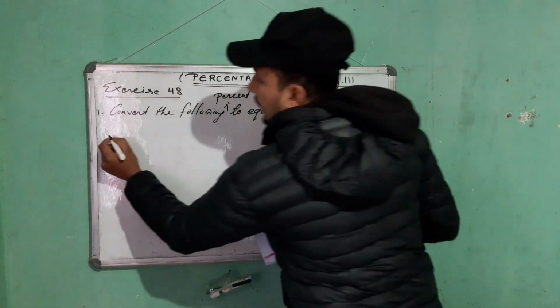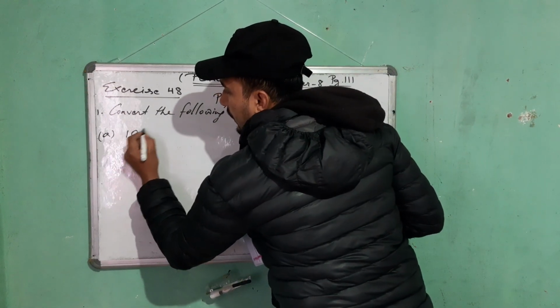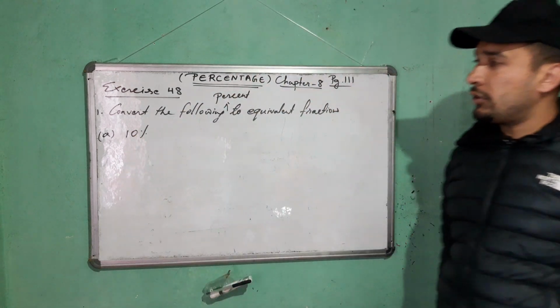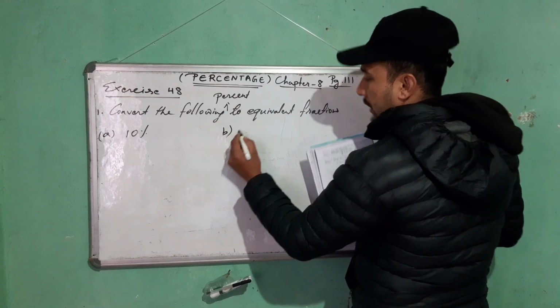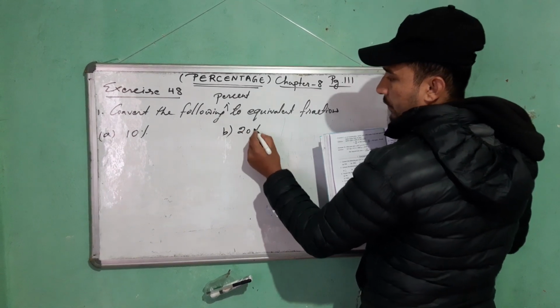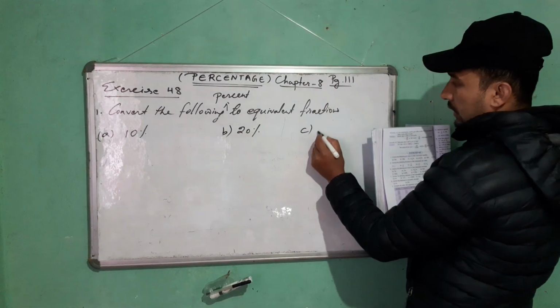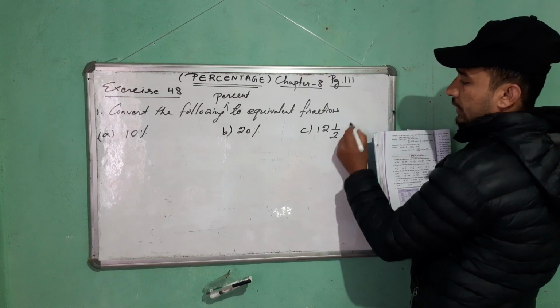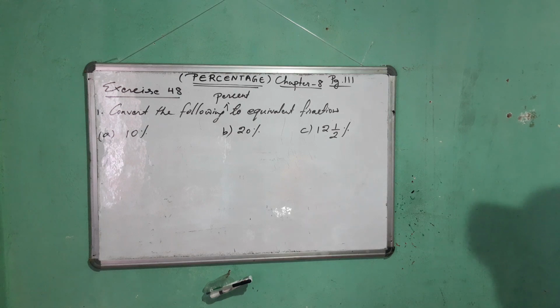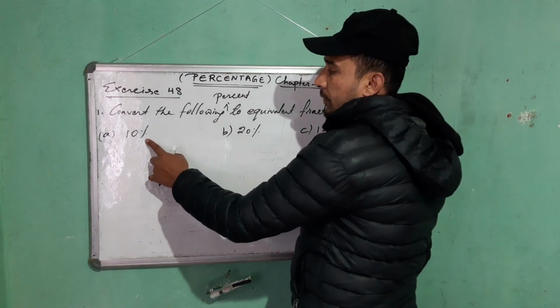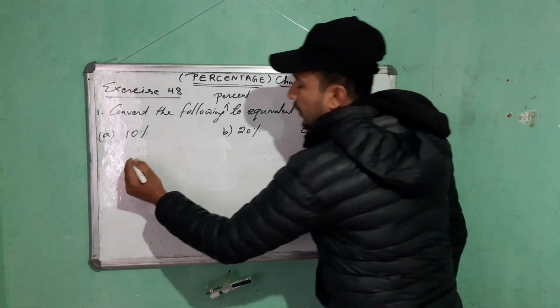So number A, you have 10%. You have to convert this to an equivalent fraction. Number B is 20%. Number C is 12 1/2%. So you have to convert these percentages to equivalent fractions.